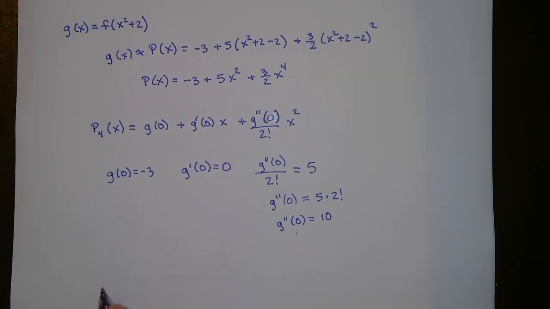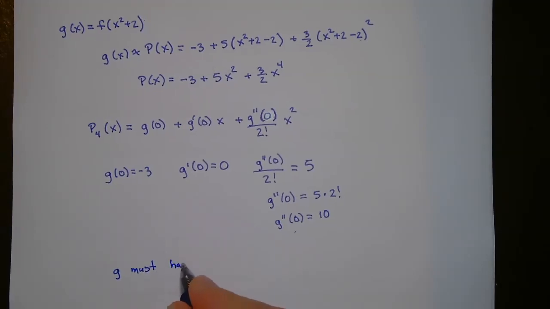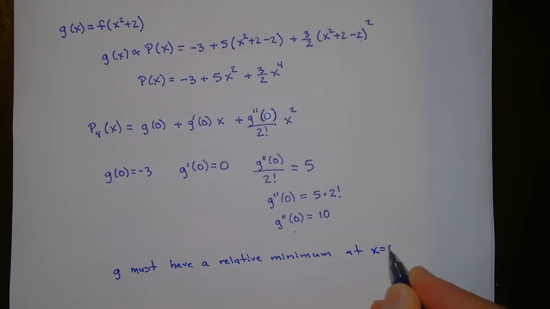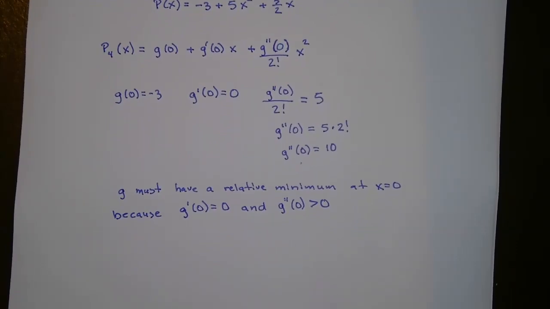So we would say g must have a relative minimum at x equals 0 because we have g prime of 0 equal to 0 and g double prime at 0 is greater than 0. That means there's a horizontal tangent at 0, and at 0 it's concave up. That would mean there's a relative minimum. That comes from the second derivative test. So g must have a relative minimum at x equals 0. All right, so that's part C. That's from the 1999 exam.